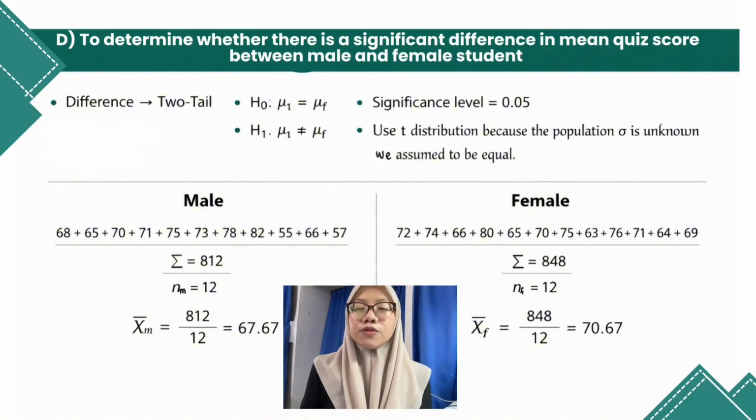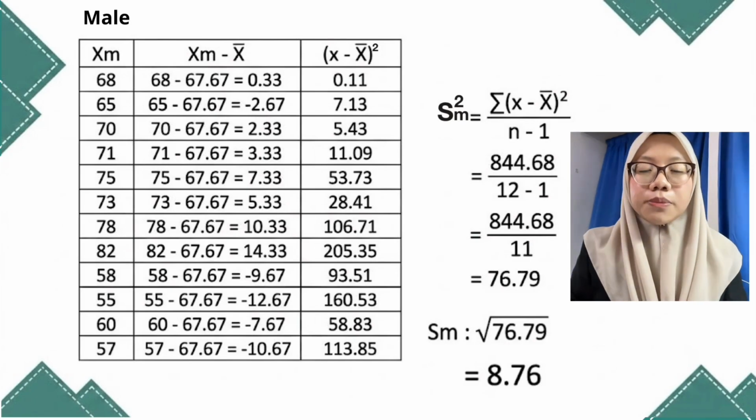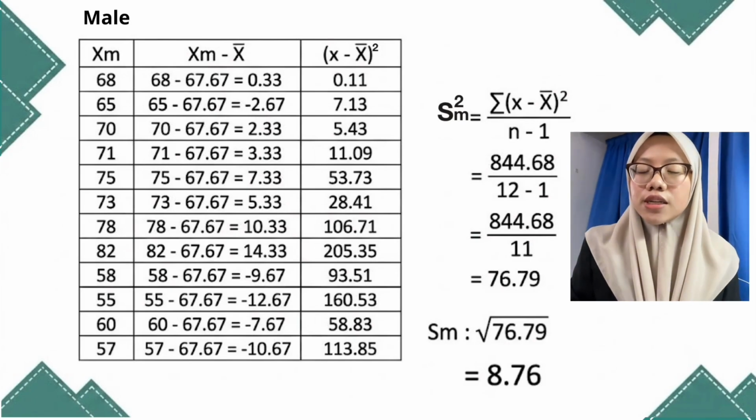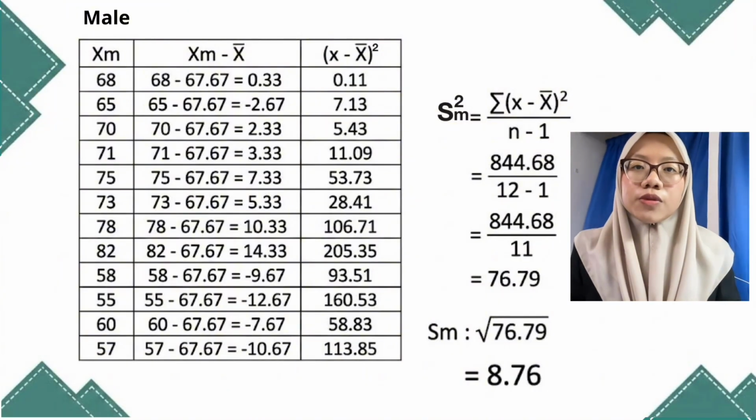70.67. From the result, we can see that the female students have a slightly higher average score than the male students. However, at this stage, we still cannot conclude whether the difference is significant or not. For the male students, we have 12 quiz scores. The mean is 67.67. Each score is taken and we subtract the mean, then put that difference inside brackets. After that, we square the difference to remove the negative sign.